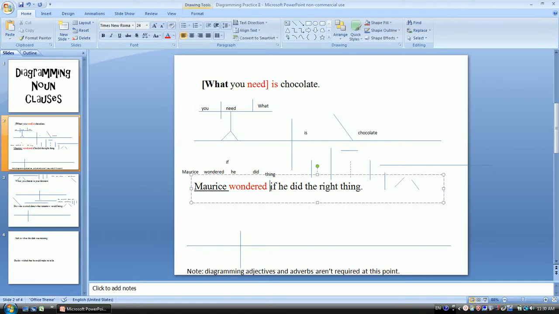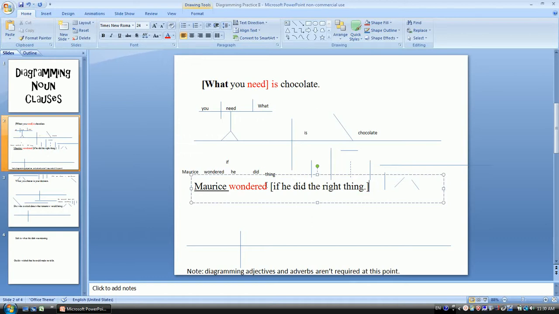Oh, and look at this. If is one of our signal words. So we're going to bracket or put parentheses around, I'm going to bracket right now, if he did the right thing. There's our whole noun clause. But what is it functioning as? So we have our subject. So it's not our subject.